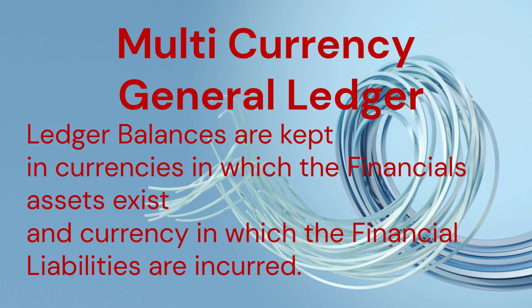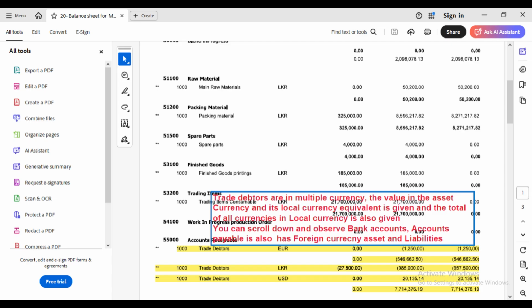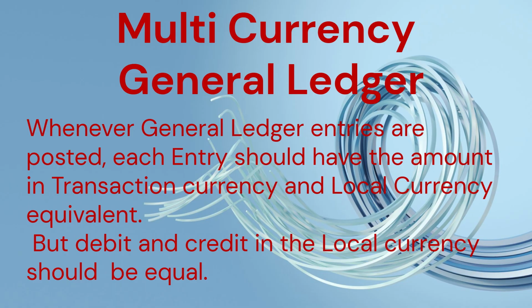LEOBIZ is a multi-currency system. This implies that for financial assets and liabilities, ledger balances are kept in each respective currency in which the financial assets exist and the currency in which the financial liabilities are incurred. For example, ledger balances should be kept separately for trade debtors in USD, trade debtors in Euro, and trade debtors in LKR, with local currency valuation.